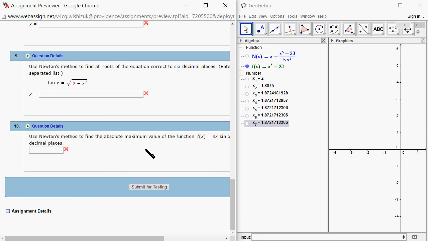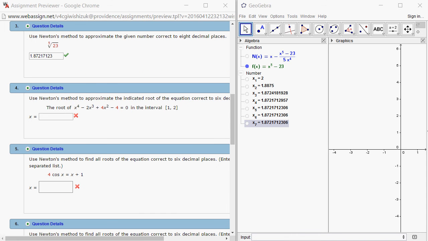So I'm going to go down here and submit for testing. It came back and looks like we got this value correctly. That's it. I hope that this was clear.